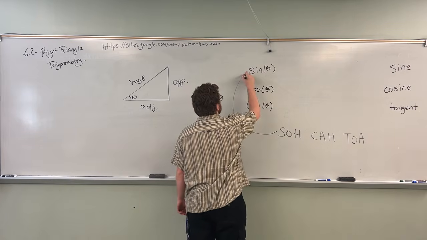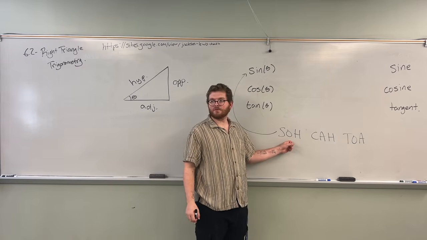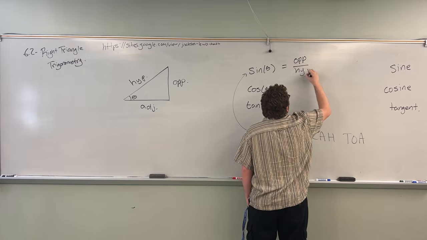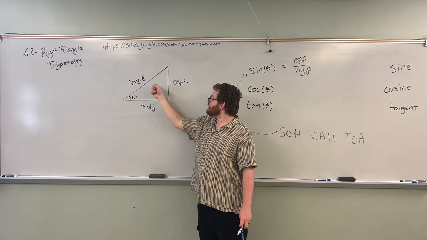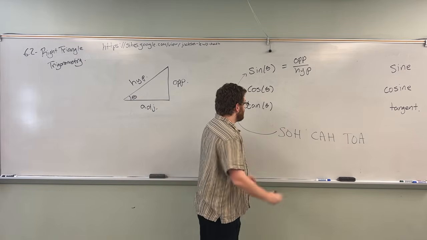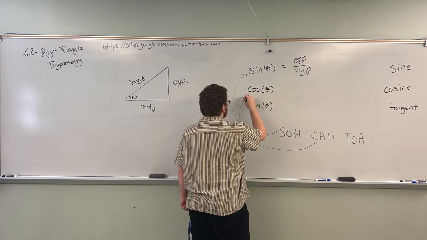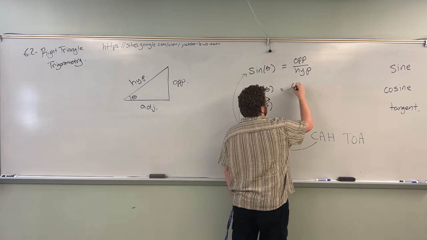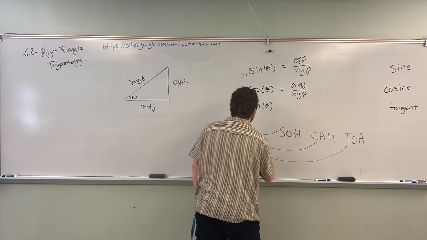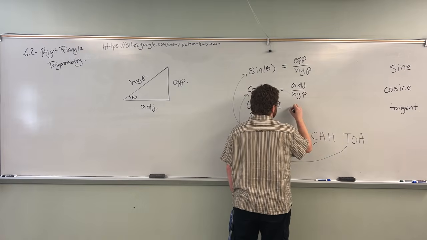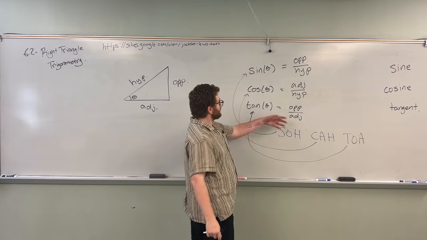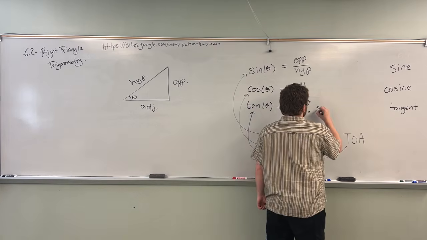SOH goes with sine. It means the sine is opposite over hypotenuse. So whatever the length of this side is, divided by the length of the hypotenuse, that will give you the value of sine theta. CAH goes with cosine, and that means adjacent over hypotenuse. And then TOA goes with tangent, and that means opposite over adjacent. It also is, in terms of these other two, equal to sine over cosine.